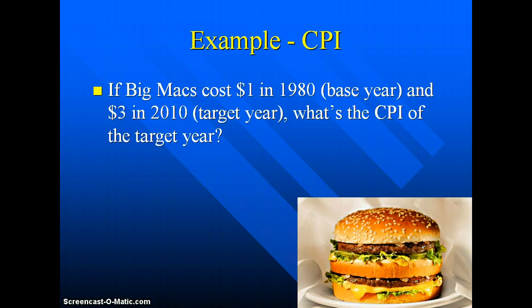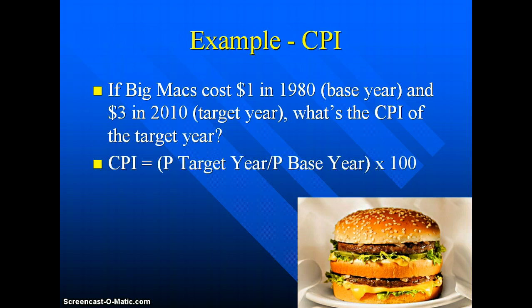Now, here's a little tip, by the way. The CPI for the base year is always 100. That's because it's based on a 100-point scale. So the CPI of 1980 is 100. So if I want to know, has inflation occurred since 1980? If it has, my CPI is going to be bigger than 100. And how do I calculate that? Remember the formula? The price of the target year divided by the price of the base year times 100.